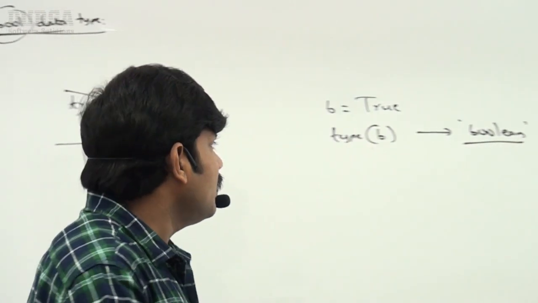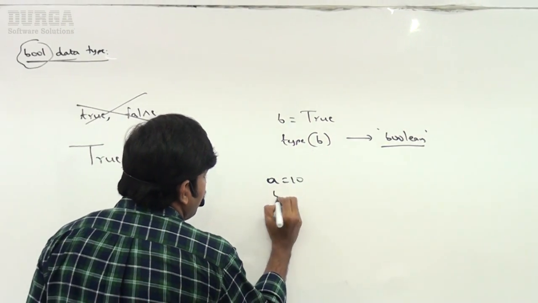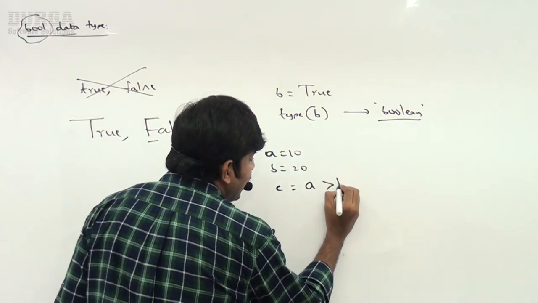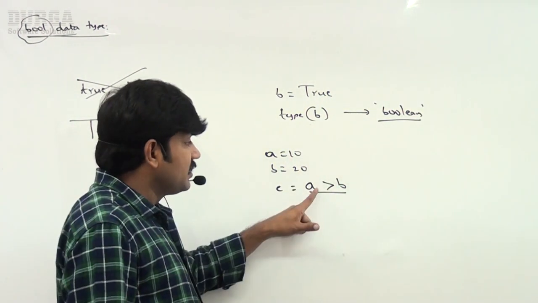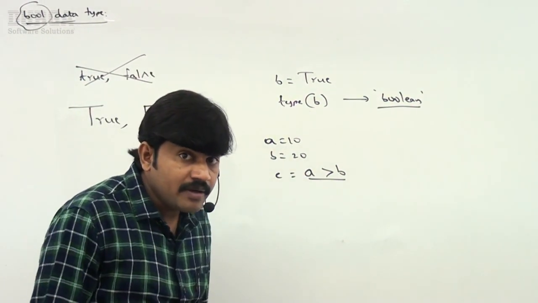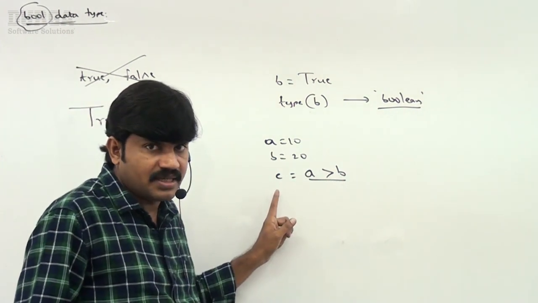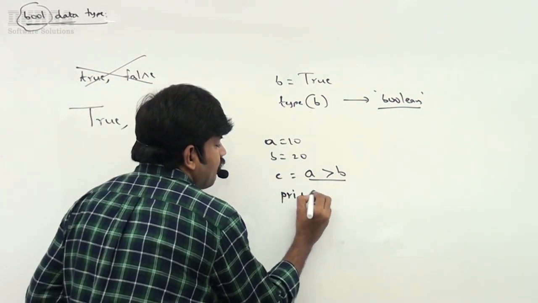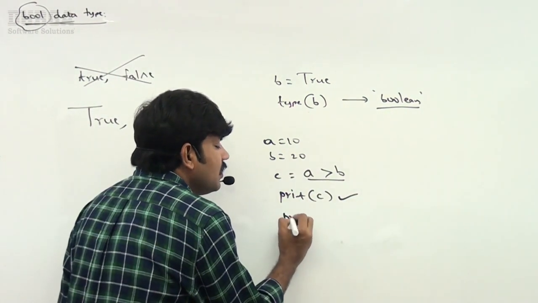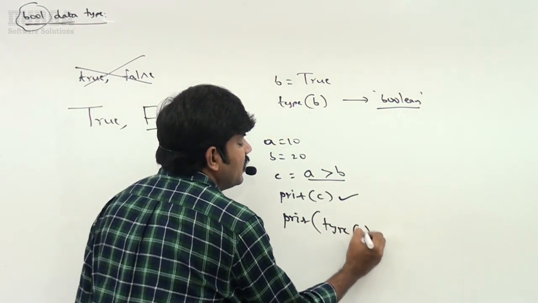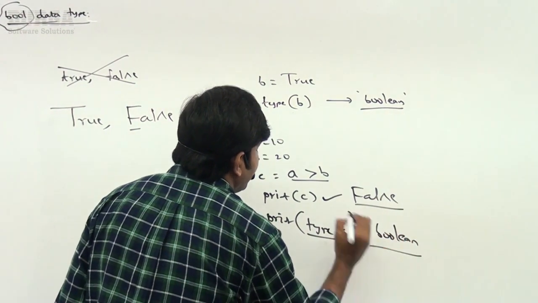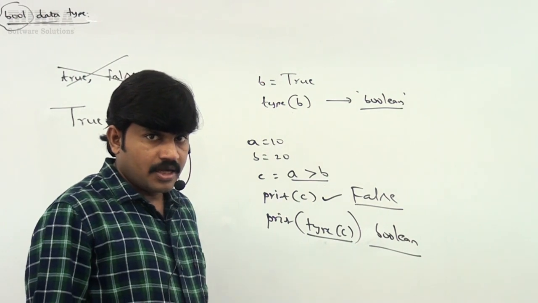Now, sir, I have A is equal to 10, B is equal to 20. Now C is equal to A greater than B. Can you please check, is A greater than B or not? Is 10 greater than 20 or not? No. That's why, what is the value stored inside C? False. Let me print the C value. The answer is False. Let me print the type of C. It is the Boolean type. So the value is False, and the type is Boolean type. Any doubt? Are you in a position to understand, right?